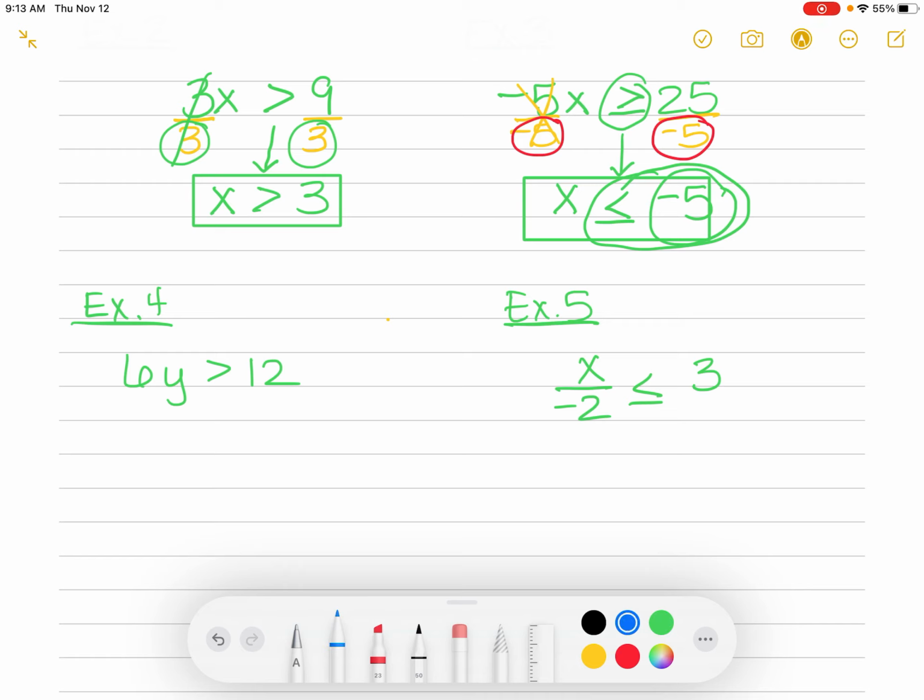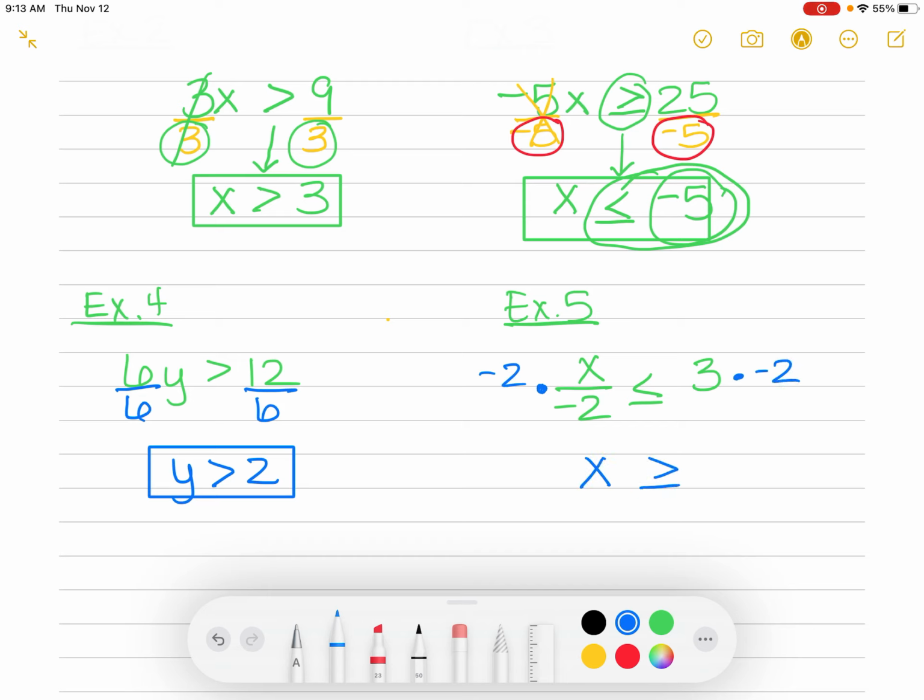Okay, now you should be back by now. So let's do example 4 together. We're going to divide by 6, and we get y is greater than 2. That's it. You didn't have to flip anything because you were dividing by a positive number. Over here, let's multiply by negative 2. And that's going to be x is greater than or equal to negative 6. So notice that I switched my sign around, and make sure that yours is greater than or equal to, to get that correct. Okay, that's it.